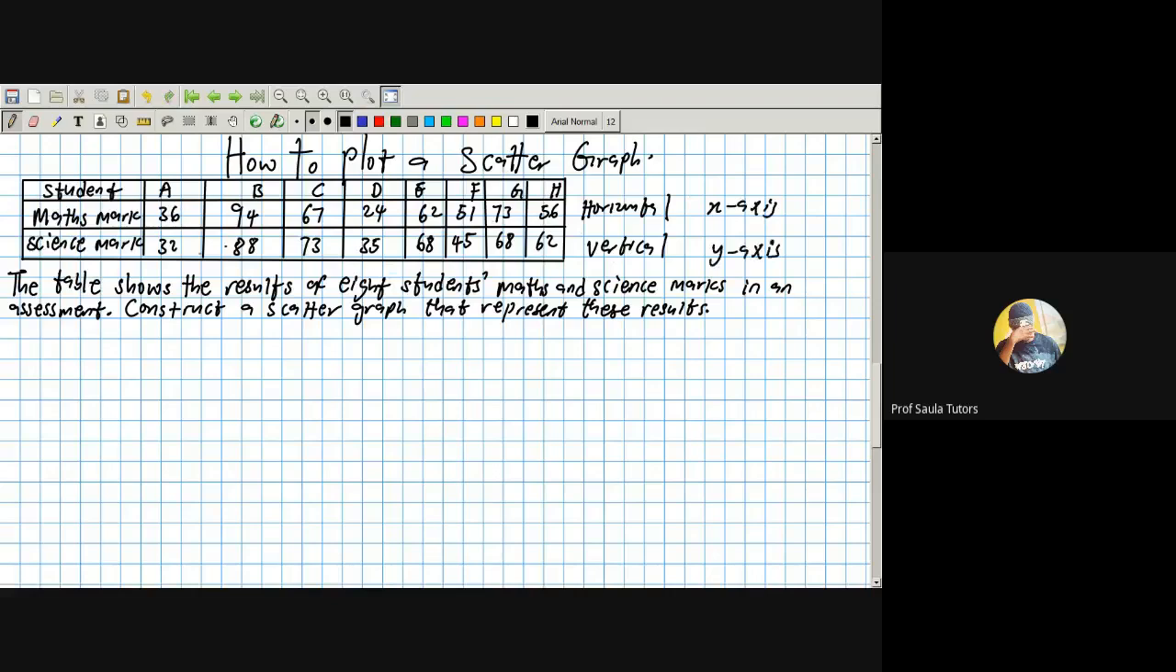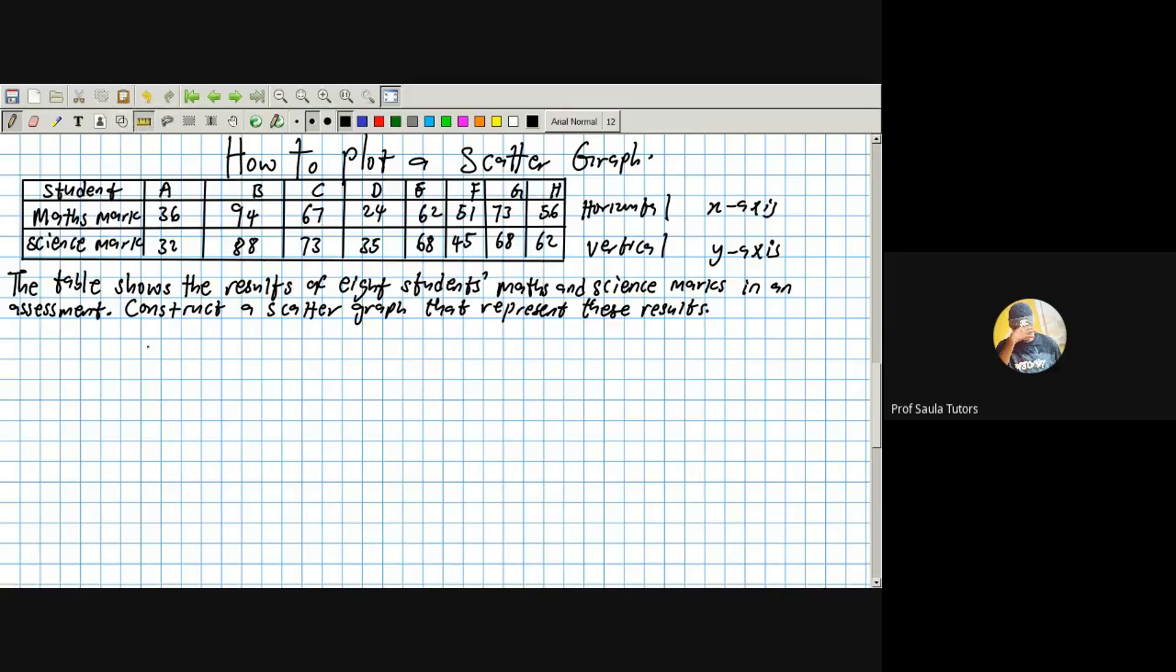Now, observe the smallest number. Let me look at my x-axis. My smallest number is 24. Yes. And my largest number is 94. So make sure that your graph goes at least to 94, 95 above, so that you can reach 100. And look at your science mark. The smallest one you have here is 32, and the largest one is 88. So make sure that your graph gets to 90 and above.